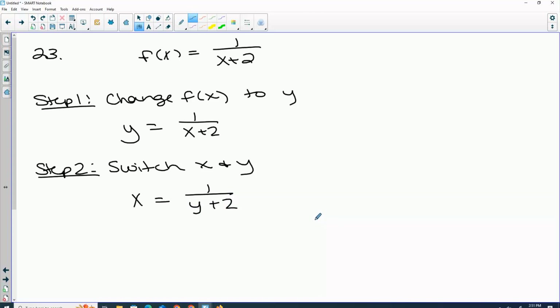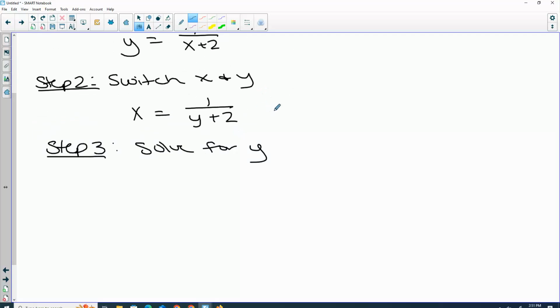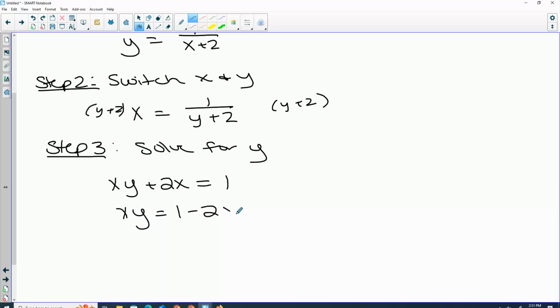Did you guys get this far? Step 3, we're trying to turn it back into function notation. So you have to solve for y. How would you do that? So we get xy plus 2x equals 1. Xy is 1 minus 2x. Divide by x, so y is 1 minus 2x over x.